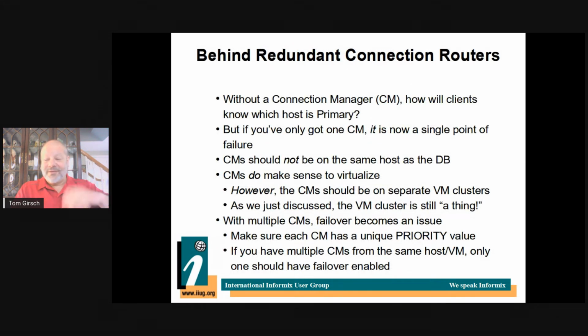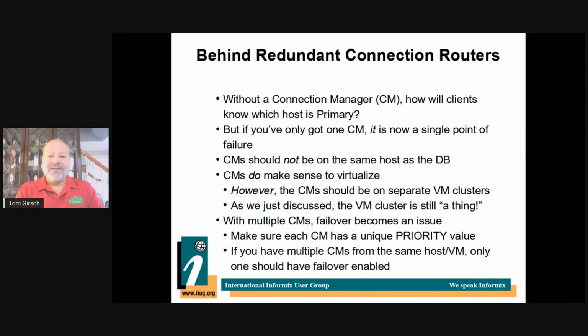You've got redundant components within the servers, but now you have to put them behind redundant connection routers, because on the Informix side, we call it the connection manager, but various platforms have different ways of routing clients. And you set up the connection manager so that in a primary, secondary topology, clients know which server to go to, and you don't have to program any logic in there. It just goes to the connection router and says, hey, send me to the primary, and the client knows.